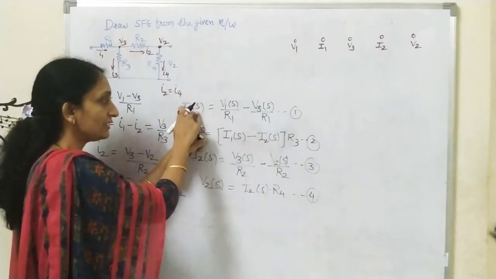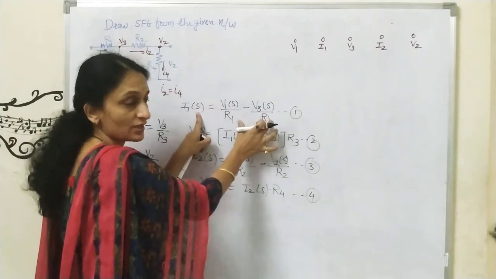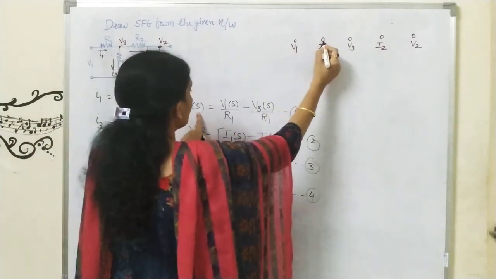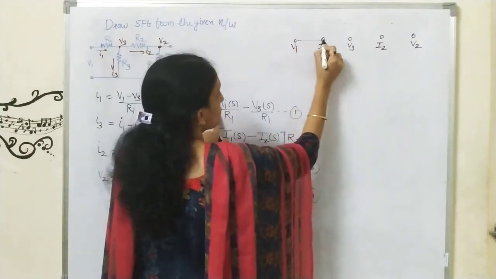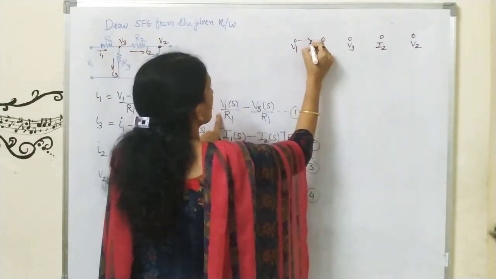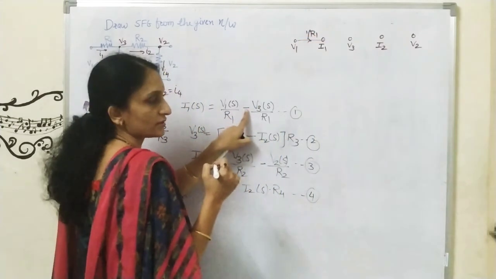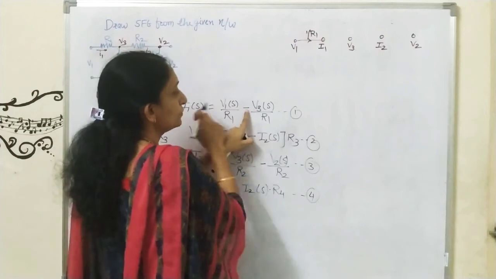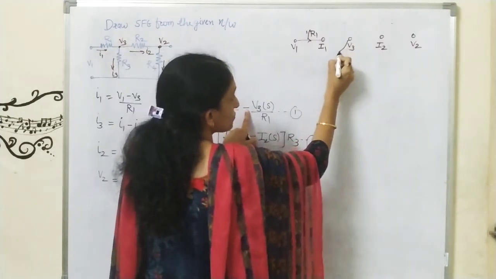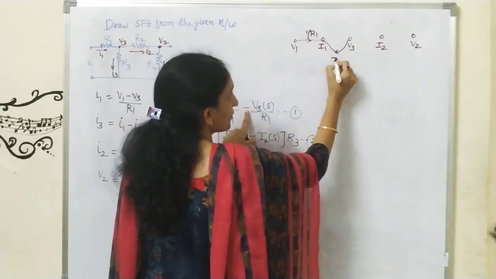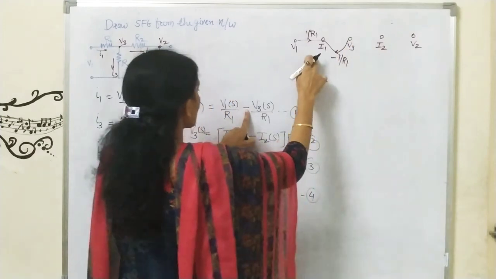So at this node, how many terms are there? 2 terms are there. Look at this. I1 of S is equal to 1 by R1 into V1. So I will write here, 1 by R1, minus I1 is equal to minus 1 by R1 into V3. So minus, that is actually feedback. So minus 1 by R1 into V3 is equal to I1.